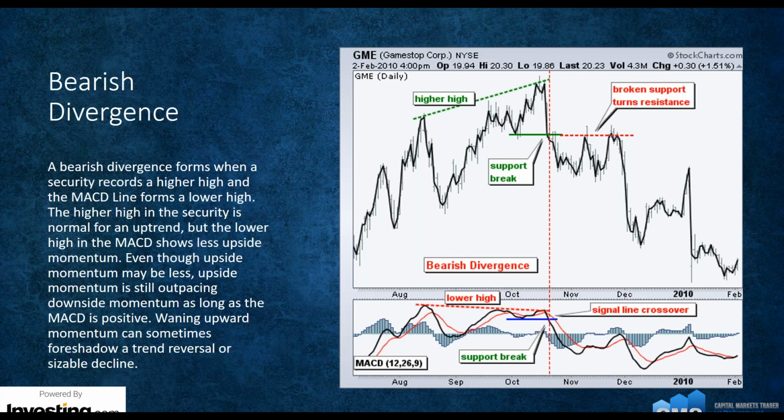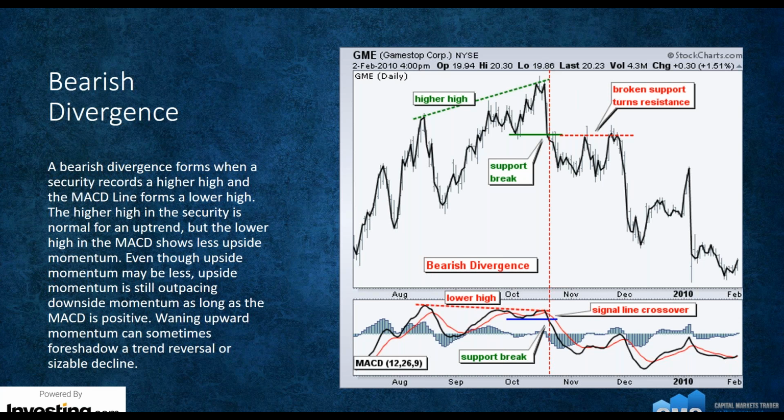So you can see it drawn right here on my example chart. Very easy to see. We can combine that with one more thing by putting our support and resistance on the chart, and we might see a point where the price breaks the support or resistance level, securing us another way to see the movement, or to verify this movement. Waning upward momentum can sometimes foreshadow a trend reversal or a sizable decline.